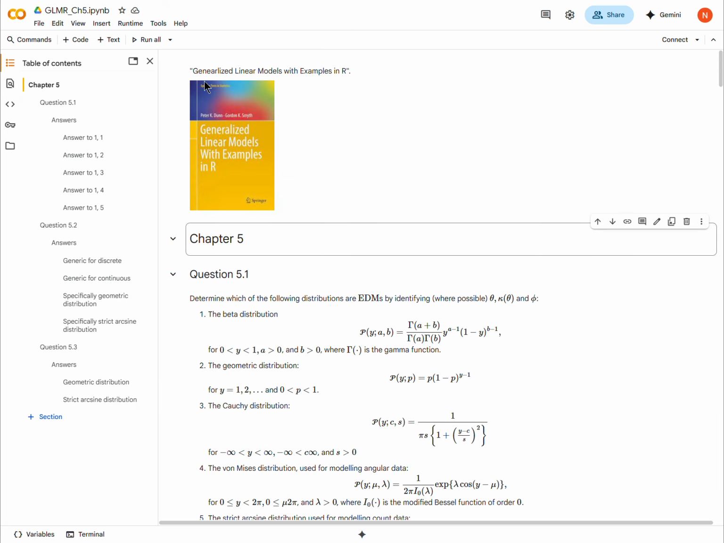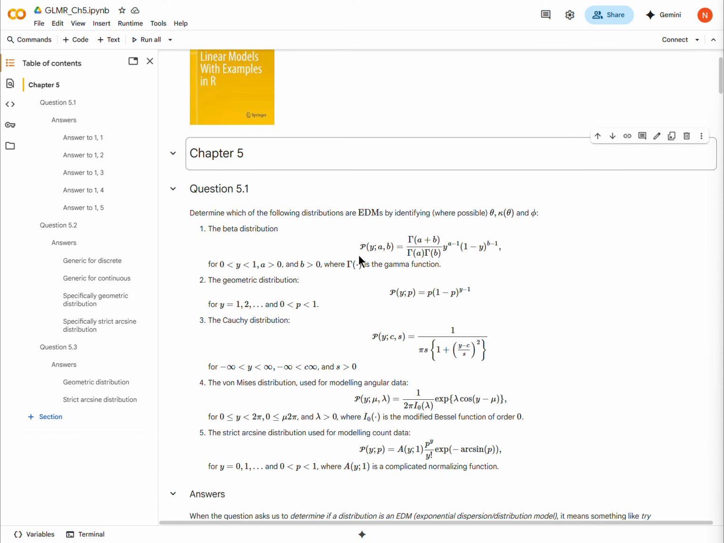So we are in this book right here, Generalized Linear Models with Examples in R, and we're just starting chapter 5. And in this video, I hope to cover the first 3 questions because they all kind of just build off of each other.